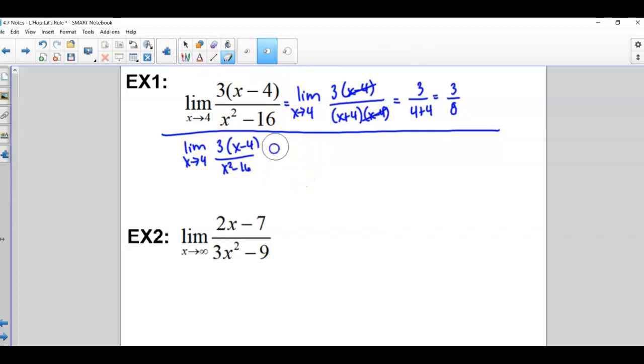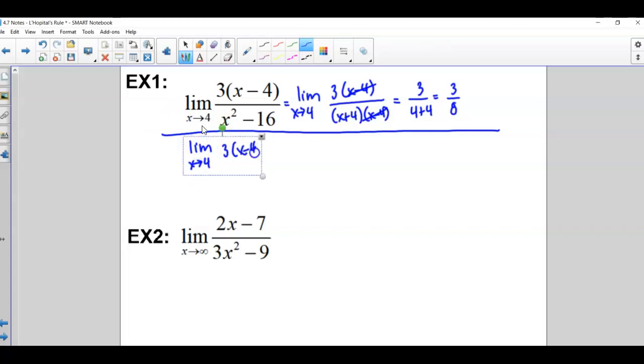So even in our homework, even though it's a pain, because we knew good and well what we were talking about whenever we did it the other way, on the AP exam, we have got to say the limit as x approaches 4 of 3 times x minus 4 equals 0, and the limit as x approaches 4 of x squared minus 16 equals 0. So we cannot say that this limit equals 0 over 0.